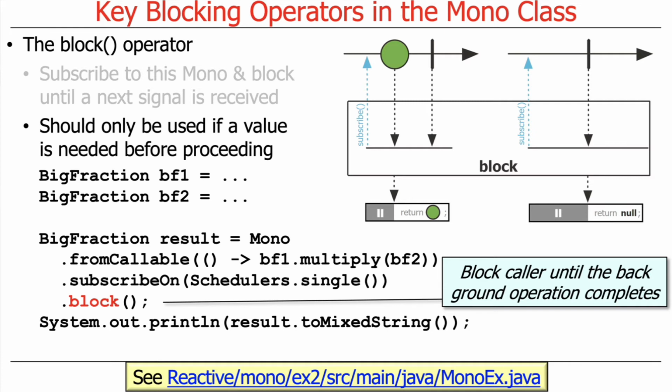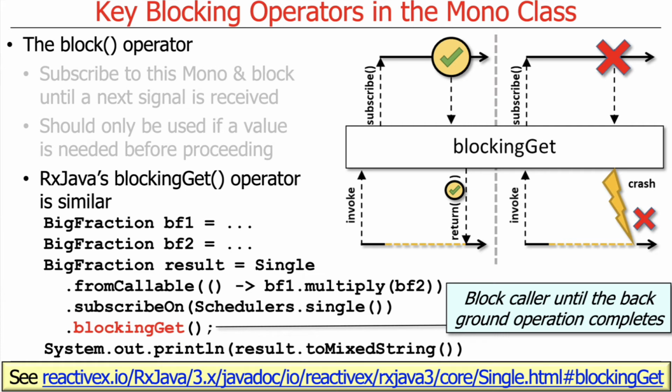It's so cool. What we're saying here is, do the multiplication computation in a background thread, and then block the calling thread, waiting for the result. And I'll show you an example to demonstrate how that works when we get to the case study here in a minute.